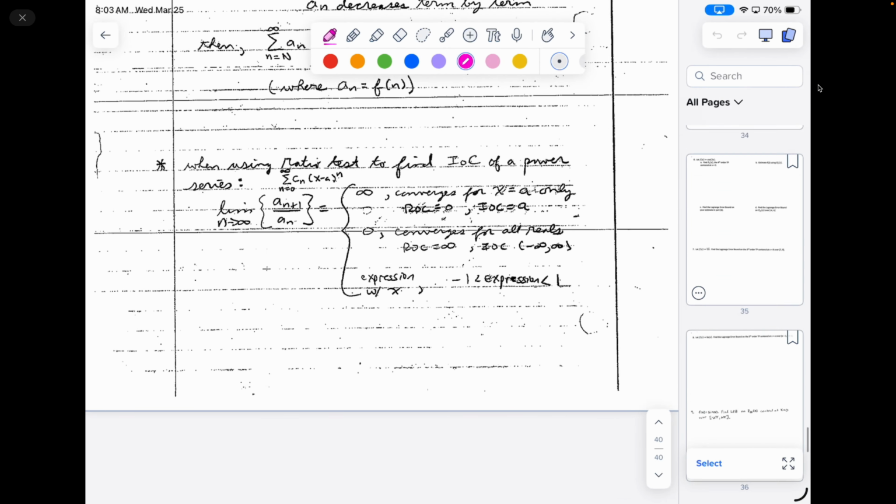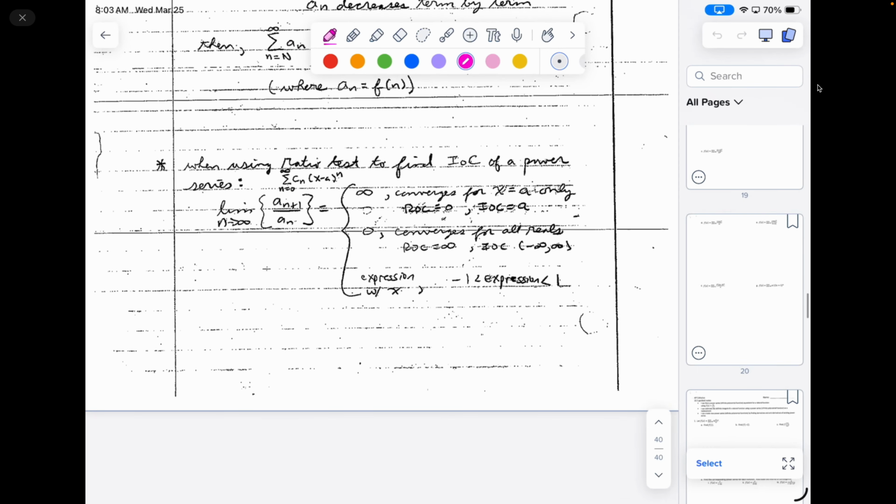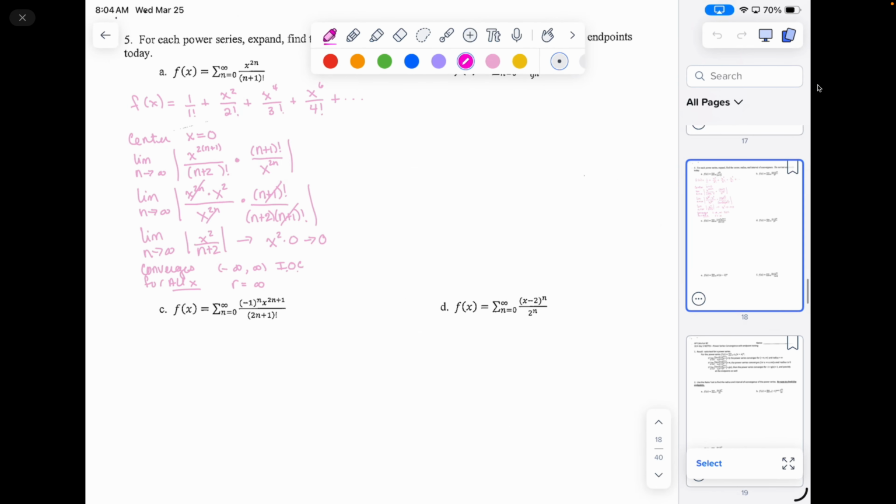Okay, I think we left off on page 18. We did.